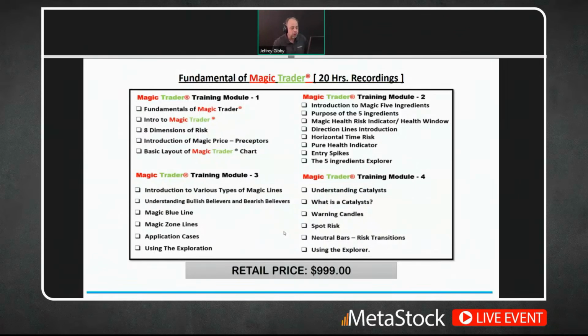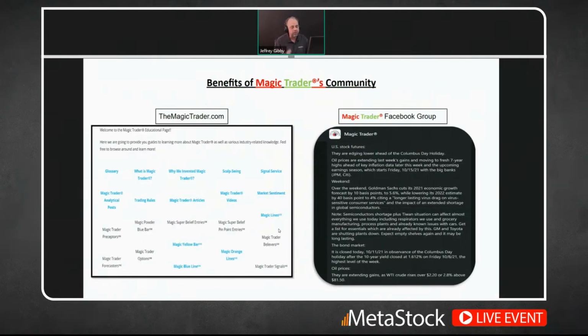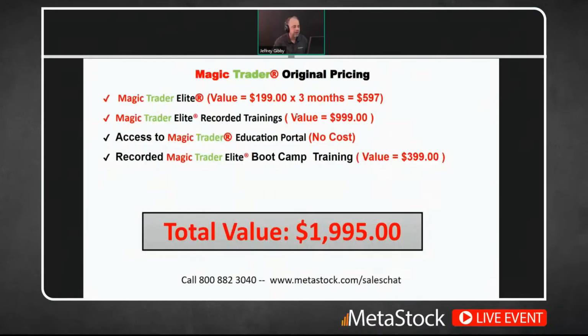So there are 2 offers that we're going to do. Oh, also, in addition to that, I'm getting ahead of myself, which isn't uncommon. If you have Magic Trader, you'll have access to magictrader.com, which has a really big education page, as you can see right here. You also have access to the Facebook group. Okay. Now, here is where we're going to go from here.